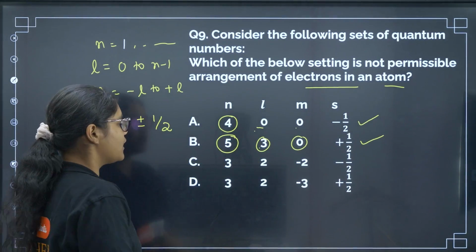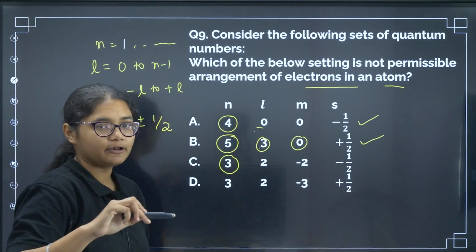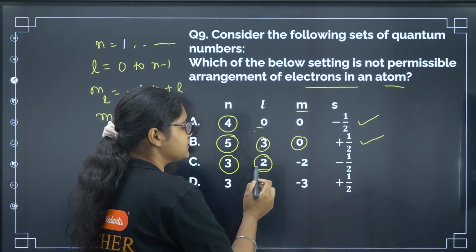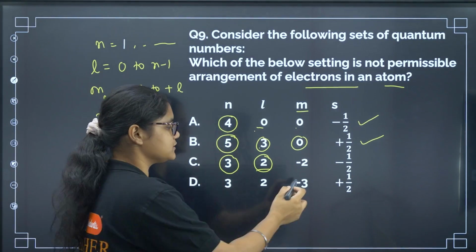That is also correct. Now if you see n equal to 3, for them the L value is 0, 1 and 2. So here it is taken 2. This is correct. ml value for L equal to 2 will be -2 to +2. So this is also correct.